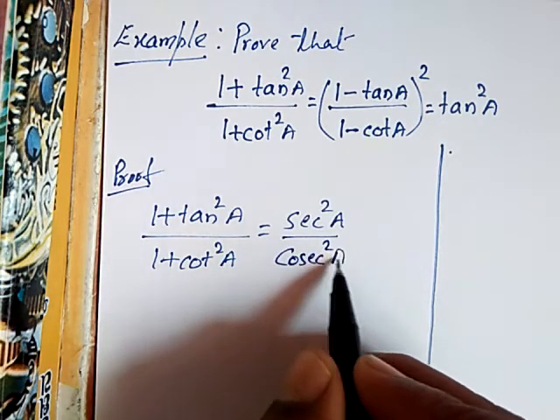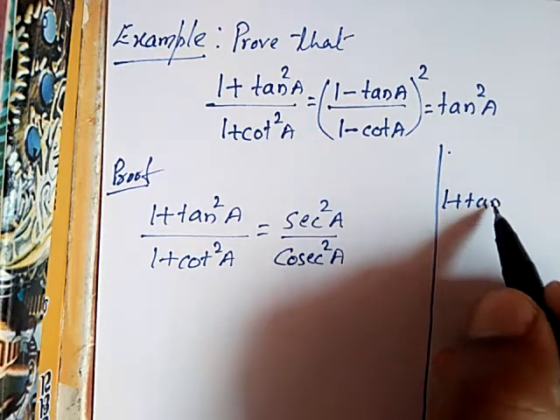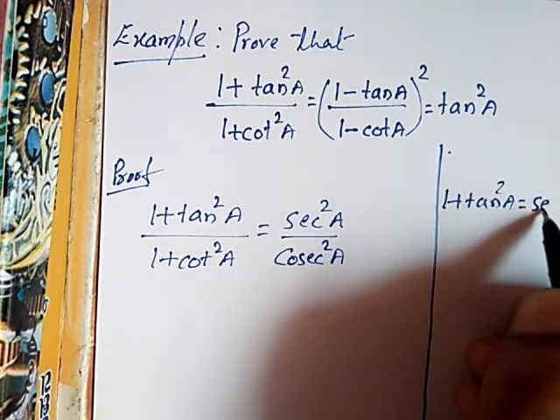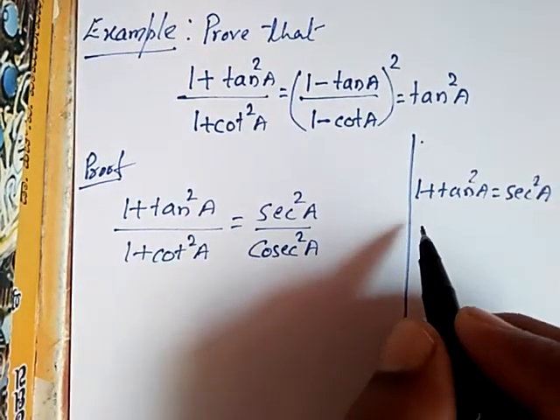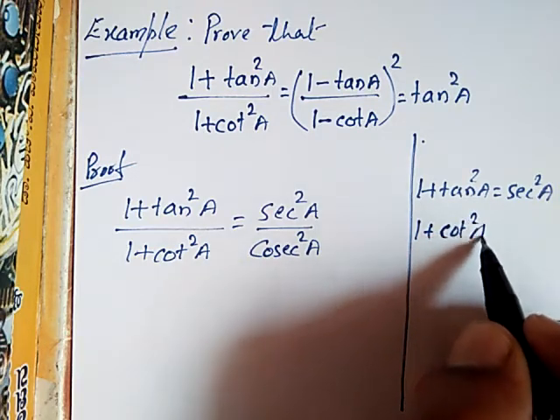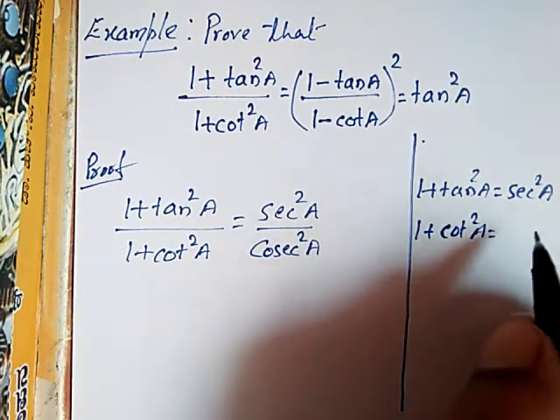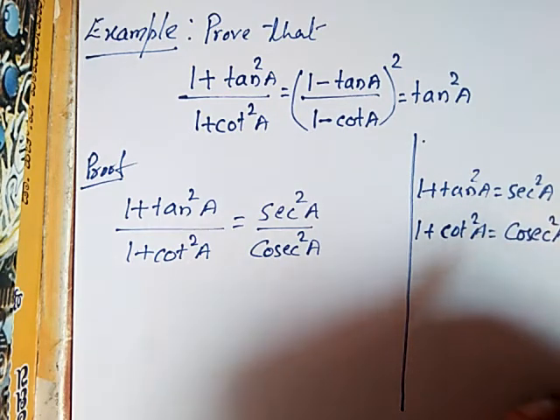cosecant square a, because we already know the identity 1 plus tan square a is equal to secant square a. This identity we already know. Similarly, we know that 1 plus cot square a is equal to cosecant square a, we know already.